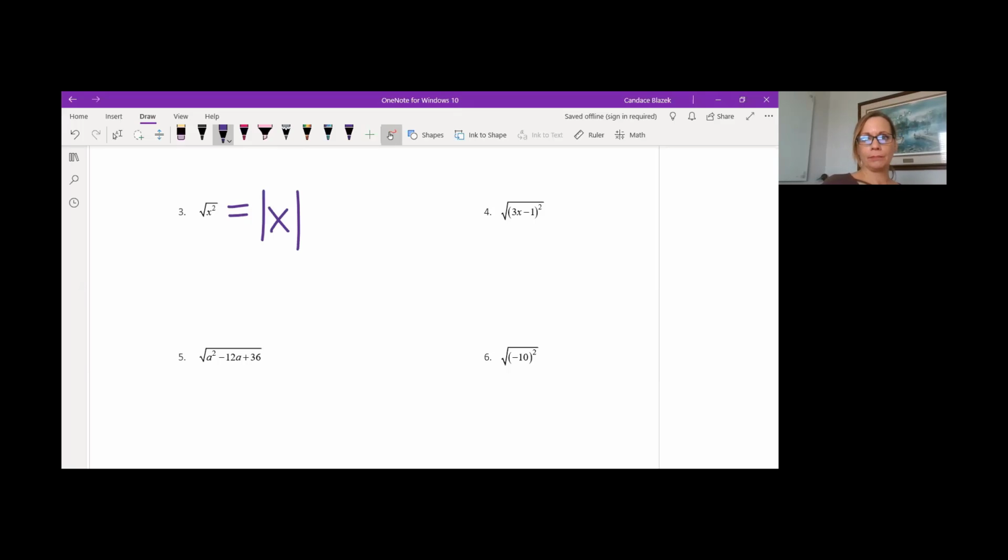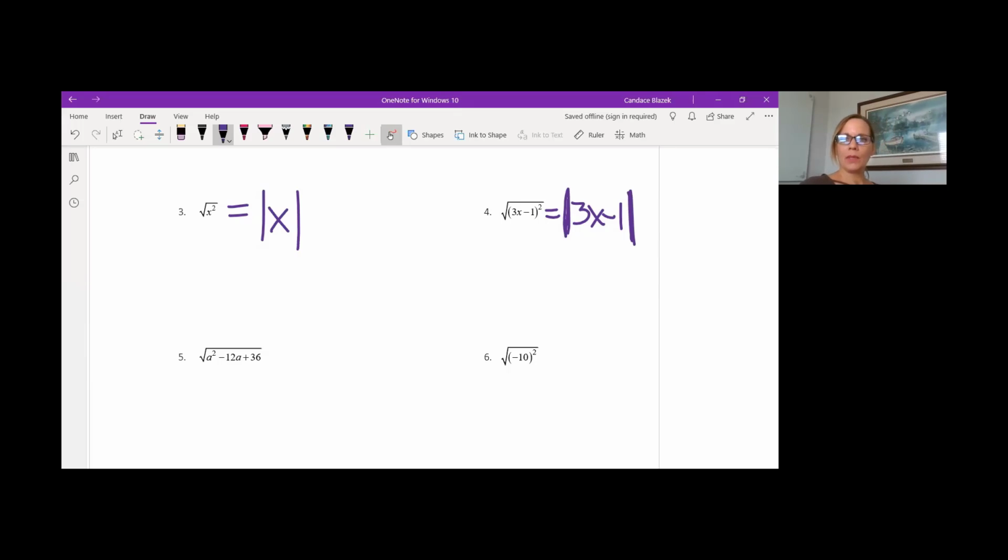We can look at number 4, the square root of 3x minus 1 squared, quantity squared. The whole thing is squared, right? Well, the square root cancels out the square, but we need to make sure we're grabbing the principal square root. So the square root of the quantity 3x minus 1 squared is equal to the absolute value of 3x minus 1. Make sure those lines look big enough.